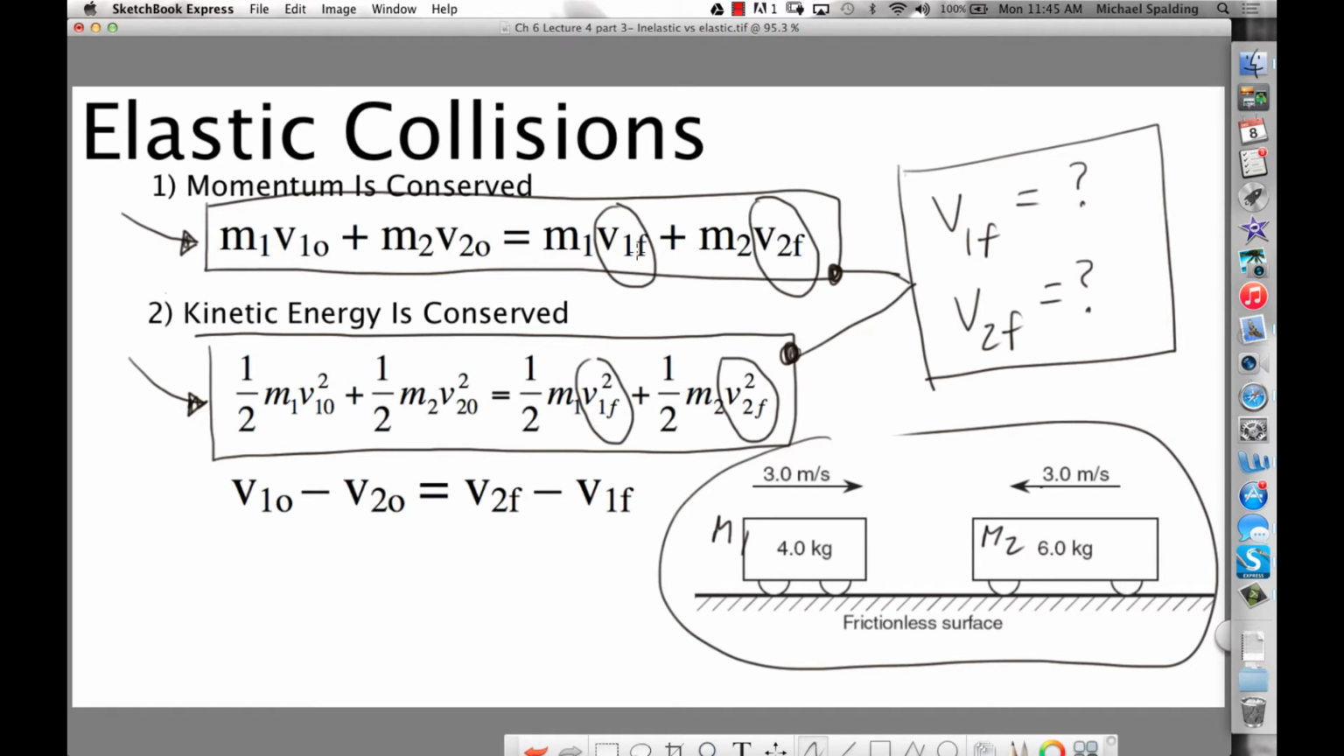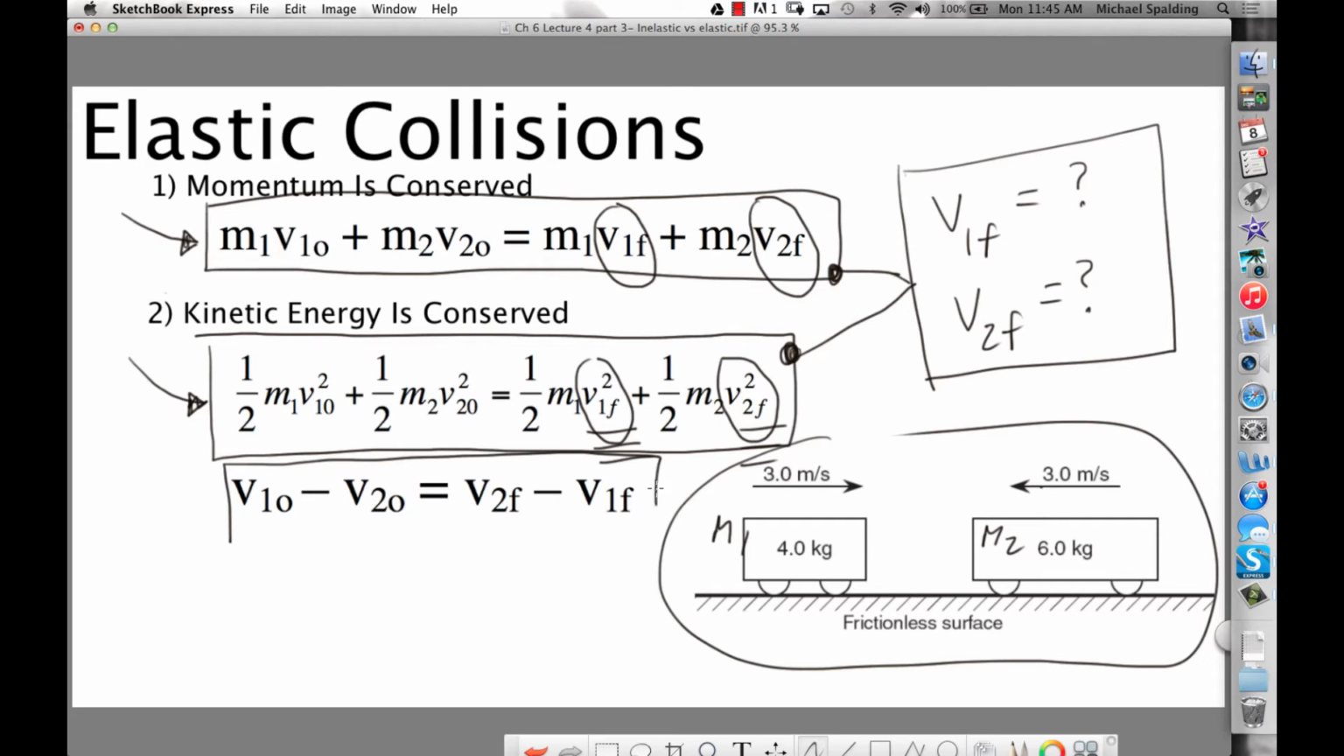You're going to substitute these two equations together. What would be ridiculously hard here? The velocity is squared. If you look at this equation right there, the velocities are squared. The algebra would get really crazy. So that brings me to this third equation.